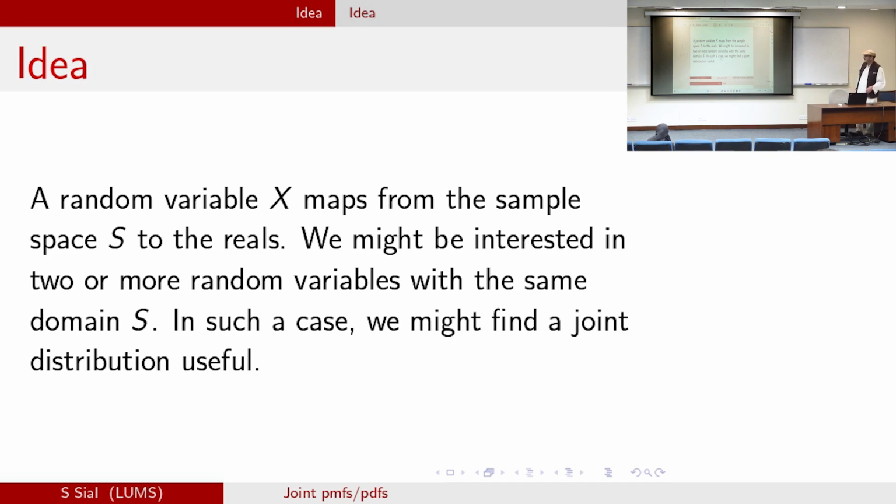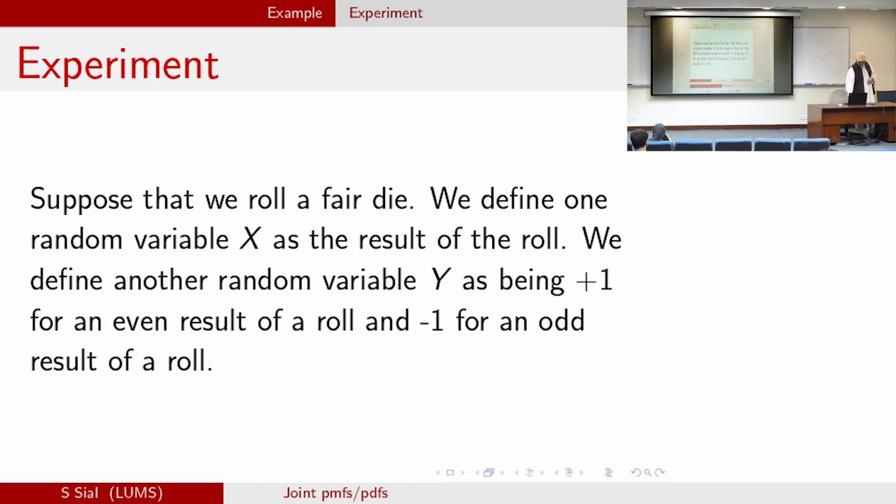Okay, so recall that a random variable is a map from the sample space S to the reals. And we might have, on the same sample space, say, random variables x, y, and z. So, as an example, let's say we have a random variable x. We're going to roll a fair die. This is our experiment. Then, after the experiment is over, the random variable x is the result of the roll.